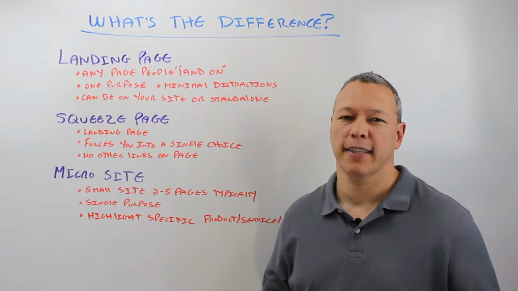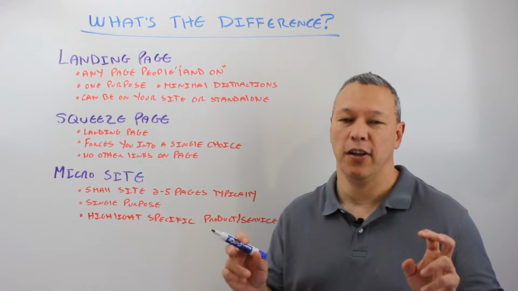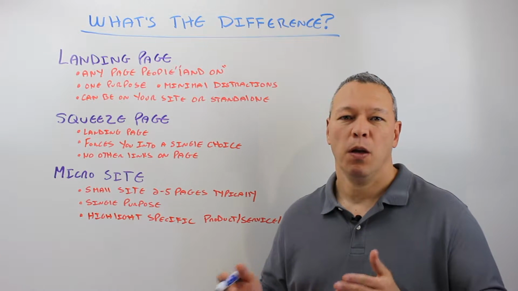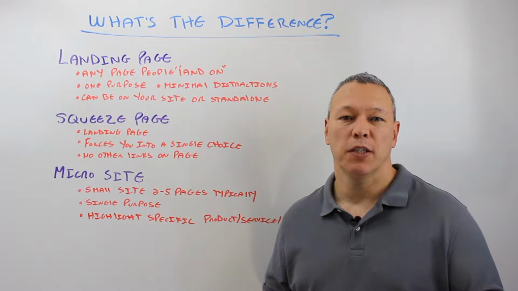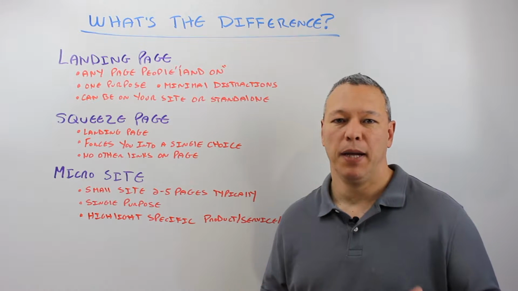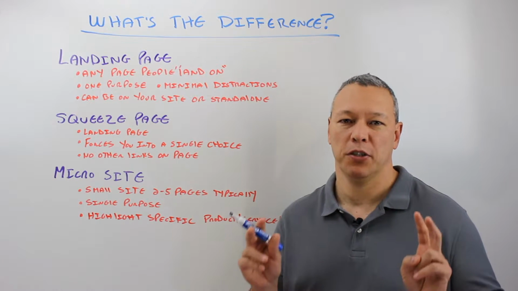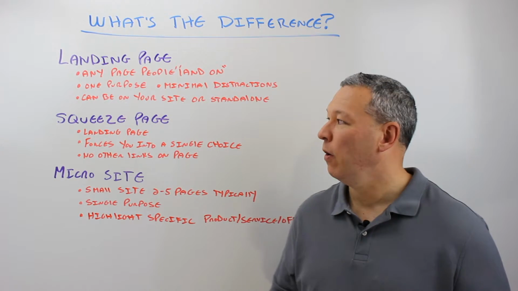So first off, a landing page. A landing page is technically any page that somebody lands on, and that can be on your website, or it could be on a standalone web page or a third-party service that specializes in landing pages, like Lead Pages or Unbounce or something like that. So it's technically any page where you're going to send people to, okay?